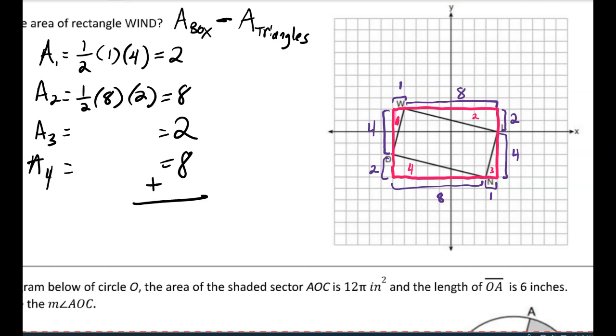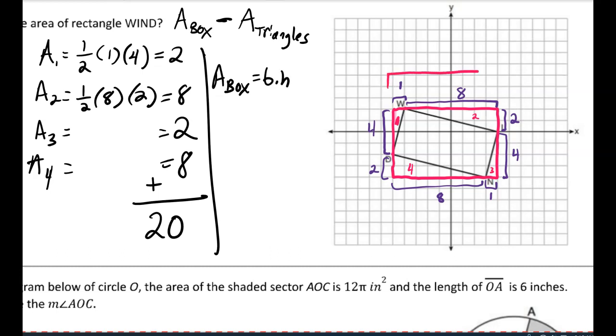So altogether, if I add up the area of these triangles, 2 plus 8 plus 2 plus 8, that's 20 units for these triangles. And if I find the area of the box, remember that's just base times height. The base all the way from edge to edge, you could just count those boxes. It's 9 units long. And the height all the way from there to there, again, if you count the boxes from here to there, is 6 units long. So the area of the box would be 9 units times 6 units, or 54 units squared altogether.